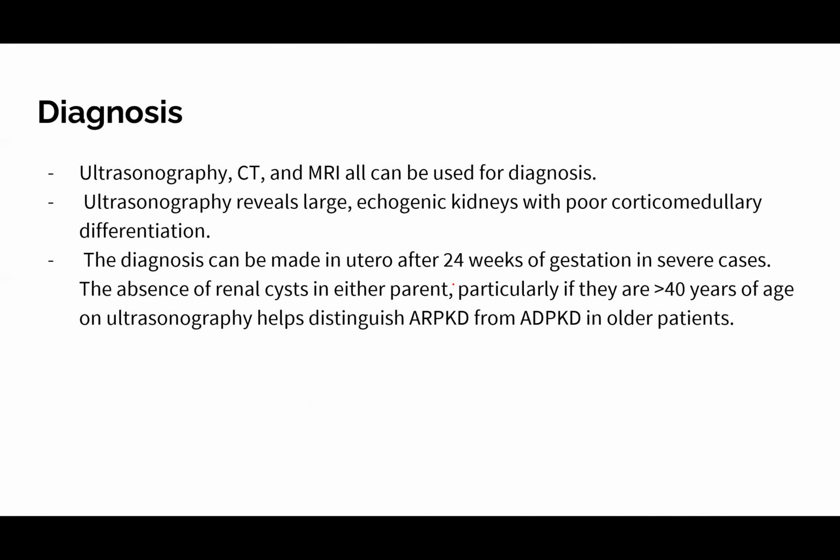Diagnosis. Ultrasonography, CT, and MRI all can be used for diagnosis. Ultrasonography reveals large echogenic kidneys with poor corticomedullary differentiation. The diagnosis can be made in utero after 24 weeks of gestation in severe cases. The absence of renal cysts in either parent on ultrasonography, particularly if they are greater than 40 years of age, helps distinguish ARPKD from ADPKD in older patients.